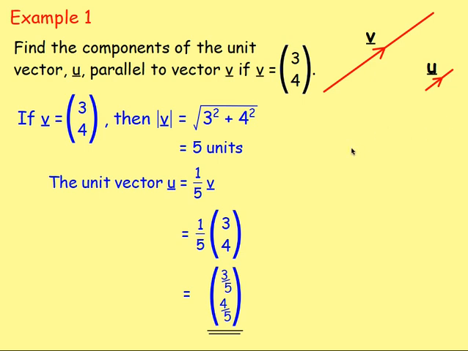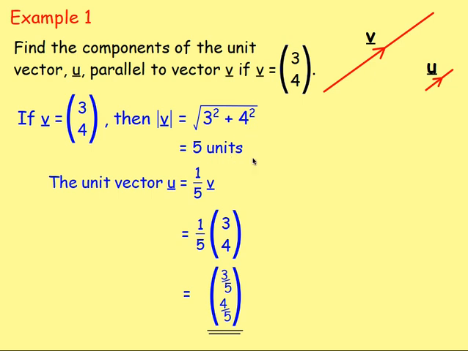For example, here find the components of the vector u parallel to vector v if v equals (3, 4). To do that, you've got your vector v, which is (3, 4), so you're going along 3 and up 4. Get the length of that, first of all, thinking about the magnitude. So to get the magnitude, it's the square root of 3 squared plus 4 squared. That will then give you 5 units.